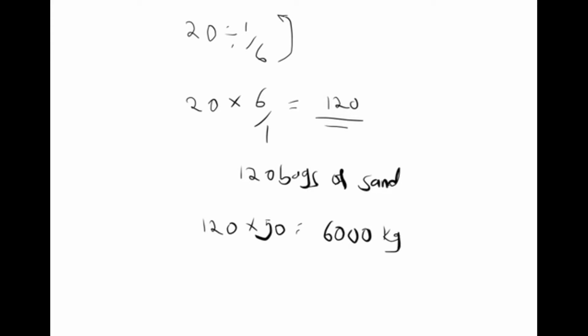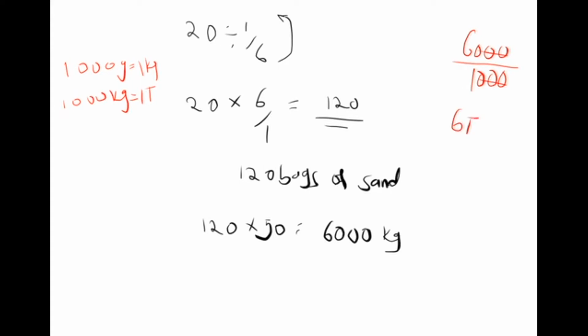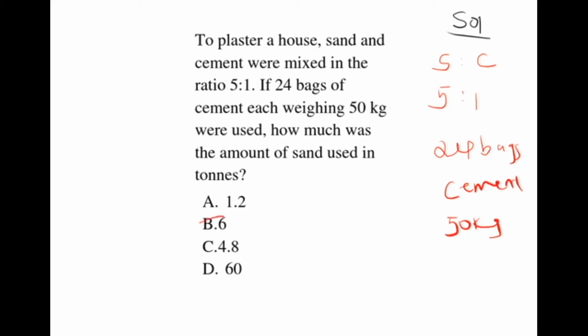And we have 1,000 gram make 1 kilogram. Then 1,000 kilogram is equivalent to 1 ton. We are asked how many tons. Therefore, we shall have 6,000 kilogram. Change them into tons. Divide by 1,000. These 3 zeros will cancel the 3 zeros there. Therefore, we have 6 tons. Therefore, our correct choice will be B, 6 tons.